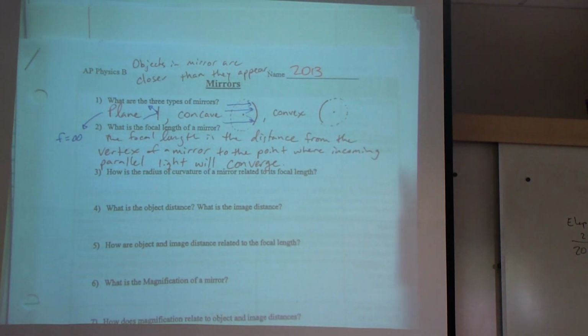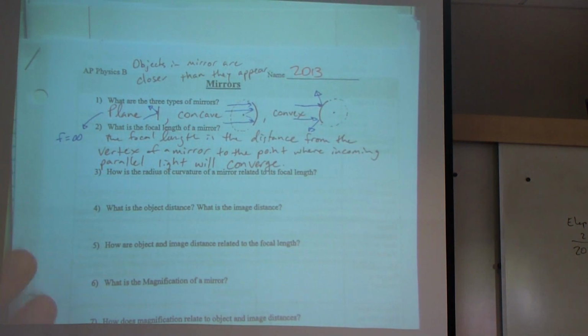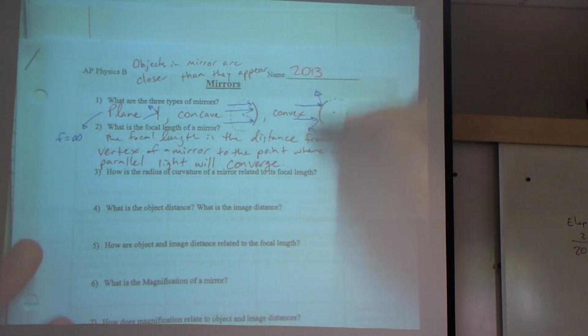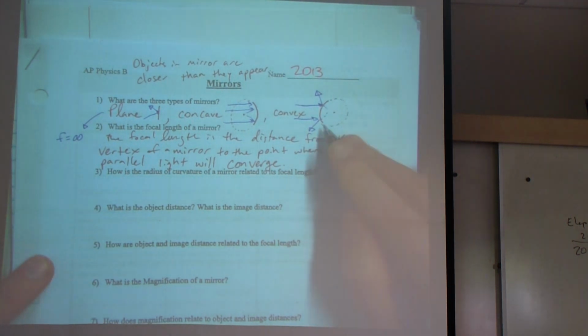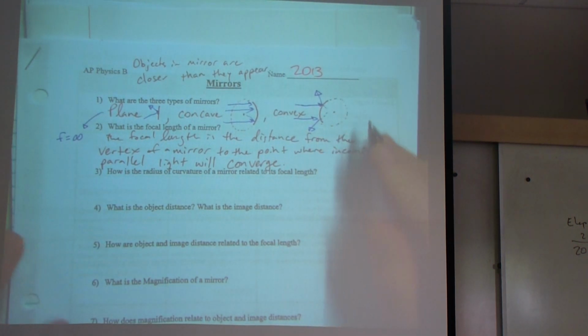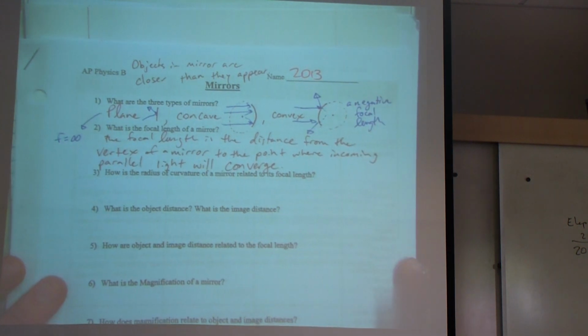And what about the focal length of a convex mirror? Light comes in this way. Light comes in this way. What happens to that light? It bounces away just because of the shape of it. Light doesn't converge at all. But it appears as if it does if you trace this line back. So what we will learn soon on the other side is that a convex mirror has a negative focal length. Okay?